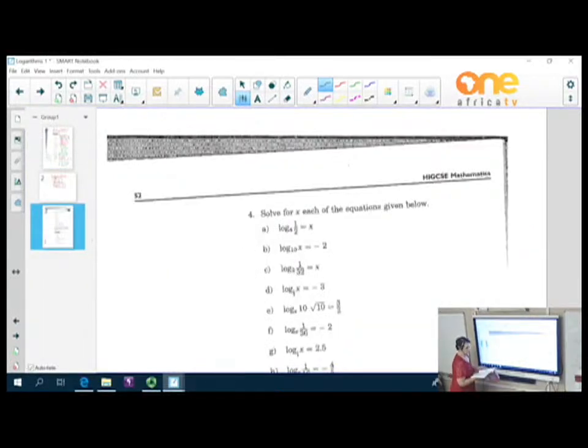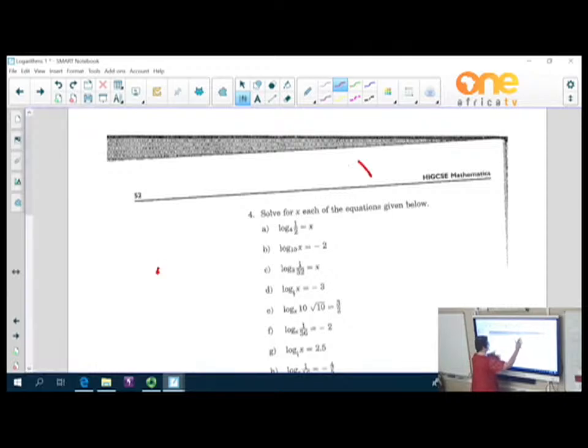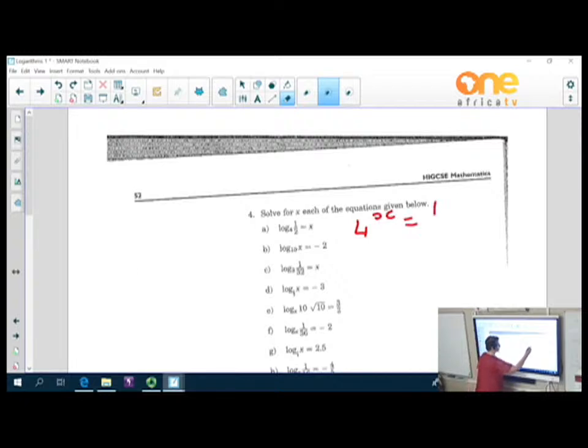Right, number 4 on the next page, solve x for each of the equations given below. Again, I'm rewriting it now in index notation. So this is then 4 to the power of x is equal to a half.